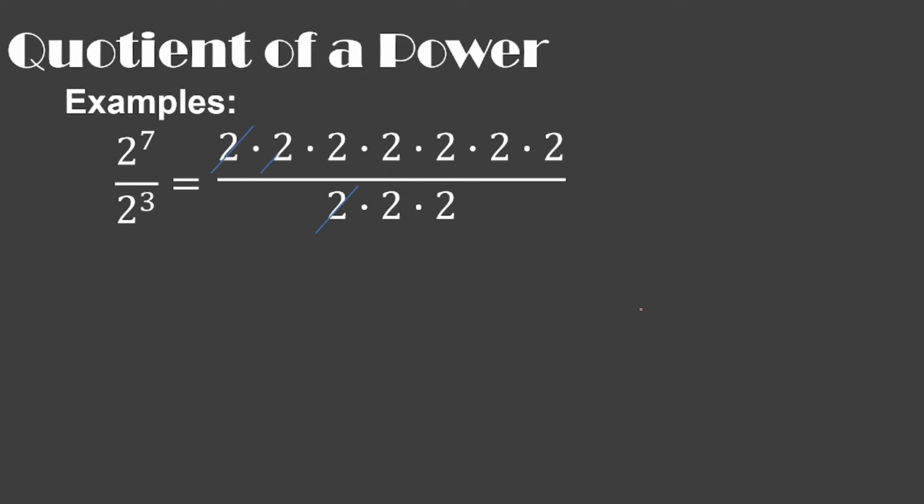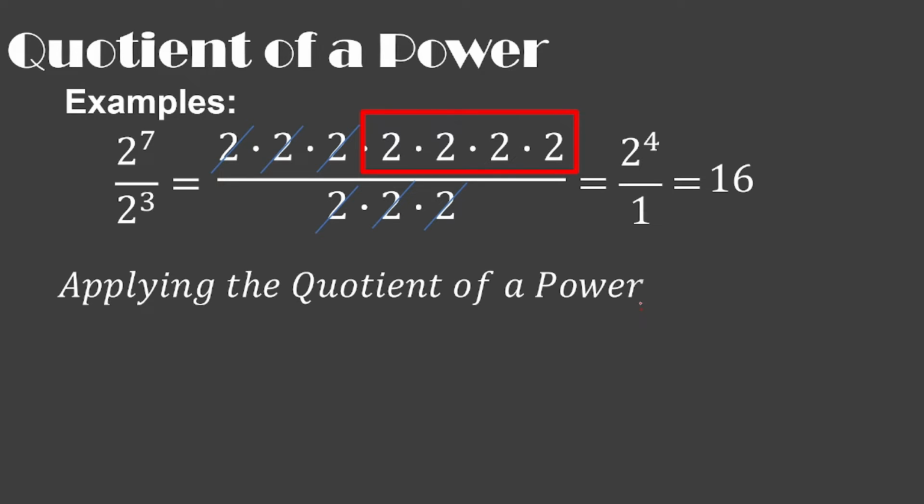So we have four 2's in the numerator and 1 in the denominator. That will give us 2 raised to 4 divided by 1. We know that 2 raised to 4 is 16, and 16 divided by 1 is simply 16. Alright, let's have another one.